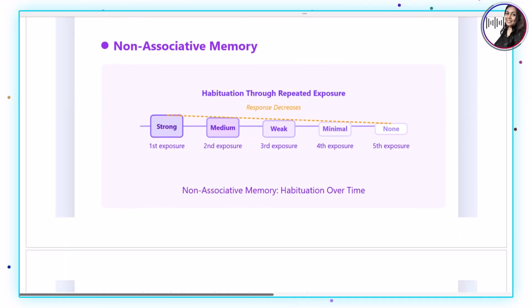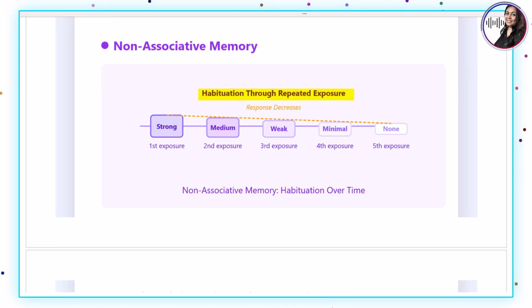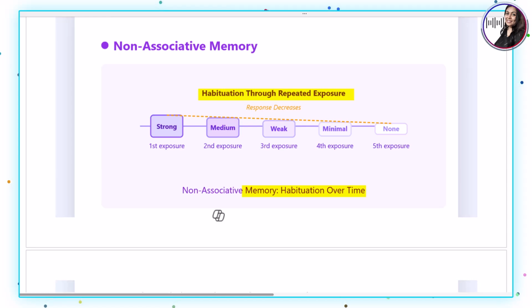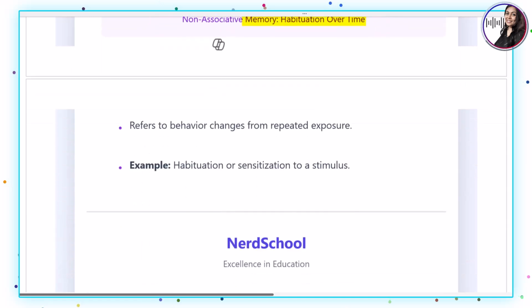Finally, we look at non-associative memory, which refers to changes in behavior that occur due to repeated exposure to a stimulus. Habituation and sensitization are classic examples. Unlike associative learning, this type does not involve forming links between different stimuli. Instead, behavior changes simply because of repetition over time.